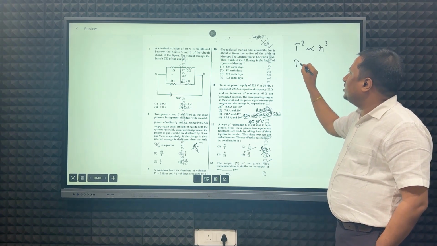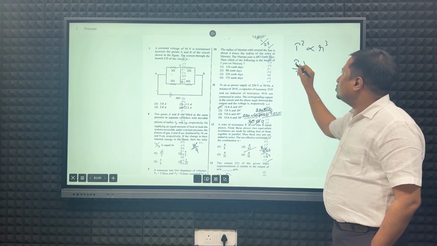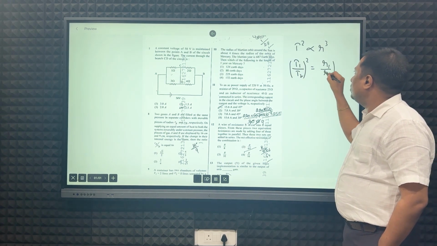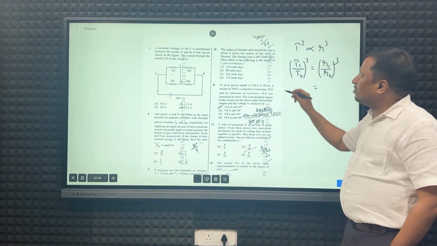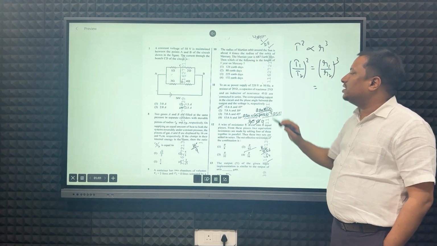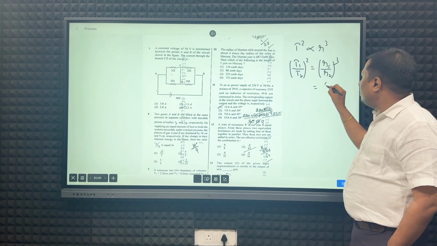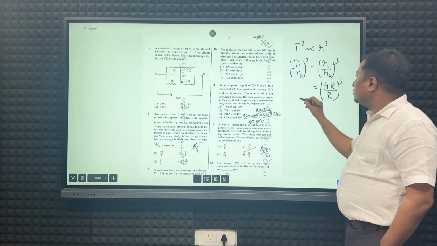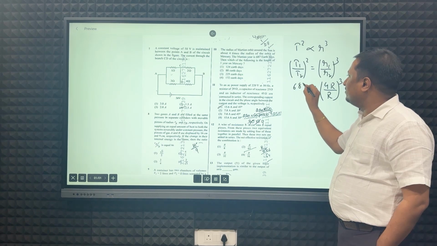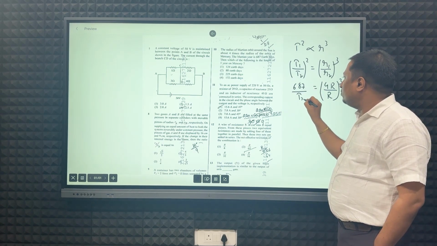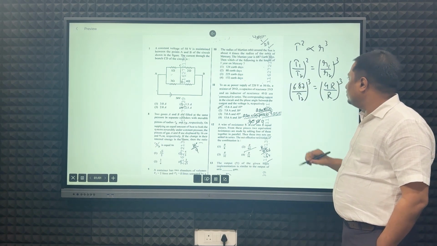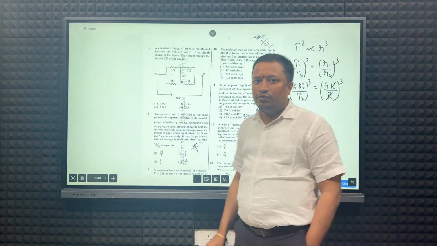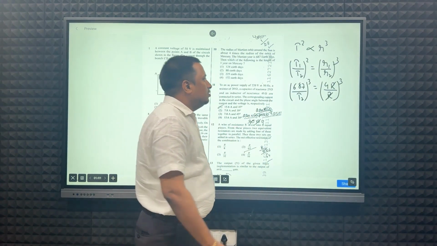I can directly write (T1/T2)² = (R1/R2)³. What is R1? Martian radius is 4 times that of Mercury. So I can write (4R/R)³ = (687 days/T2)², where T2 we don't know. R and R will get cancelled. 4 into 4 into 4, I think it will be 64.